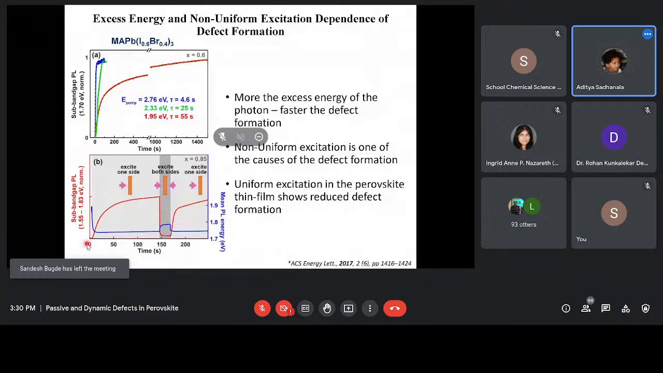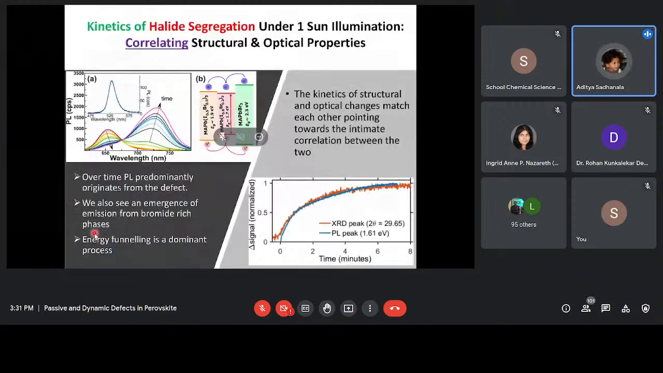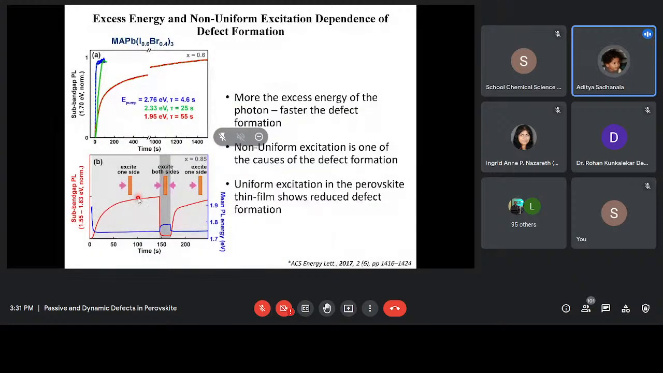The other interesting thing that we observed is in the bottom graph here. If you focus on the red curve, it indicates the PL from the defect state. You excite your sample with a laser from one side, and the defect PL increases. This is what I showed you in the other slide. The defect PL increases and saturates. At the same time, the PL from the main emission peak reduces. The PL from the main emission peak reduces, and PL from the defect increases with time. So this is in line with what we observed till now.